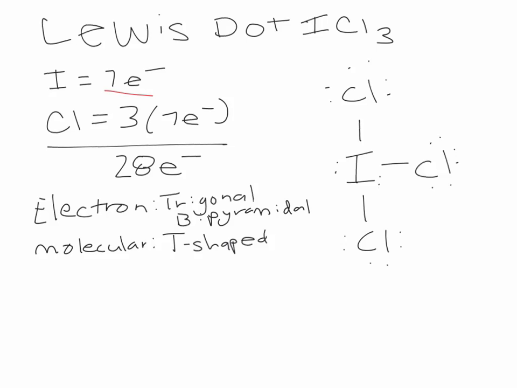Iodine has 7 valence electrons. Chlorine also has 7 valence electrons, but since there are 3 chlorines in this molecule, we have to multiply those valence electrons by 3. Altogether, we get 28 valence electrons. As you can see, I already completed the Lewis dot structure, but there are 5 electron groups for this molecule.